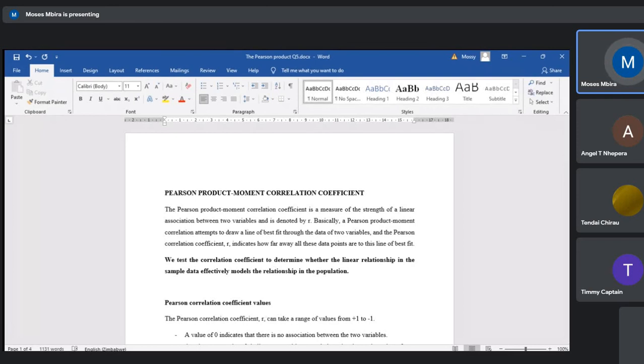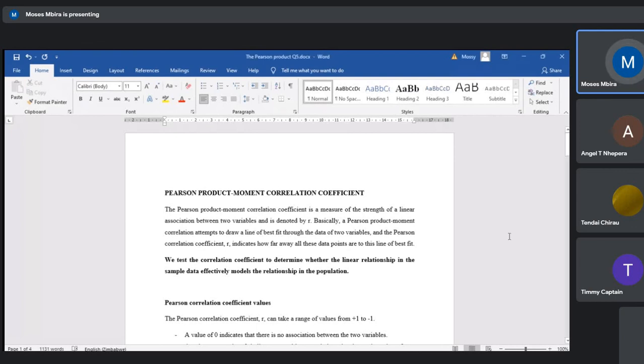So let me read the question first. The question reads: discuss the following data analysis tools with specific reference to what they are or when they are mostly used for, assumptions made, and how hypotheses are stated. Give an example of a set of hypotheses for each tool. The first one is the Pearson product moment correlation coefficient.